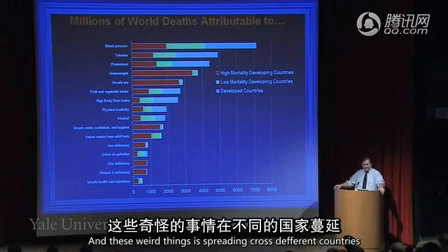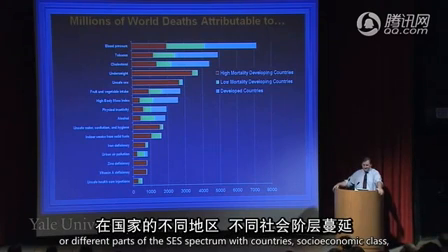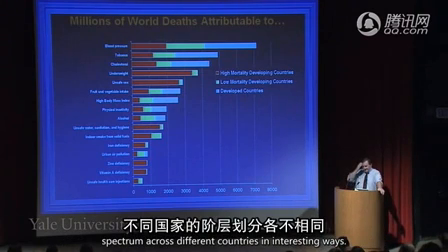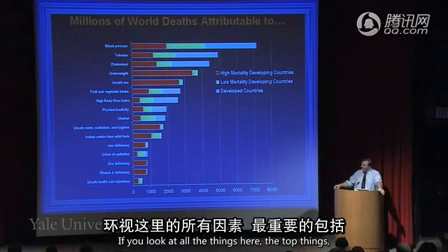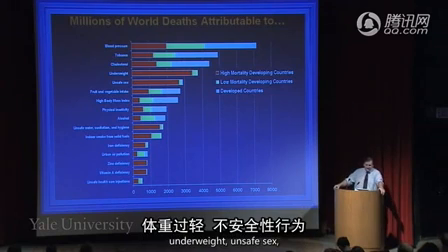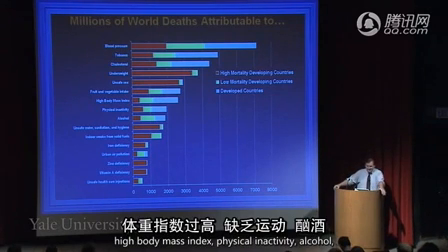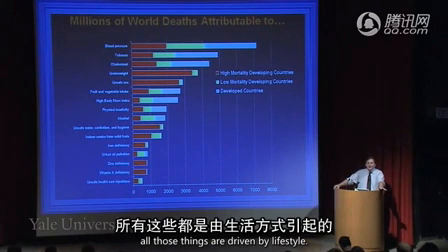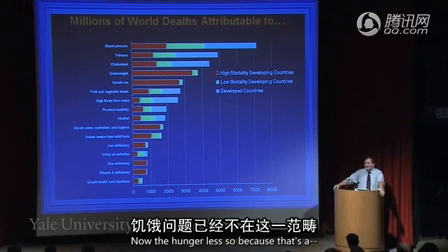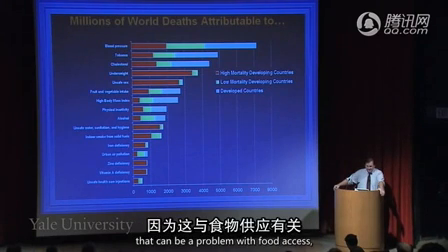And these various things are spread across different countries or different parts of the socioeconomic class spectrum across different countries in interesting ways. But if you look at all the things here, the top things: blood pressure, tobacco, cholesterol, underweight, unsafe sex, fruit and vegetable intake, high body mass index, physical inactivity, alcohol, all those things are driven by lifestyle. Now the hunger less so, because that can be a problem with food access.